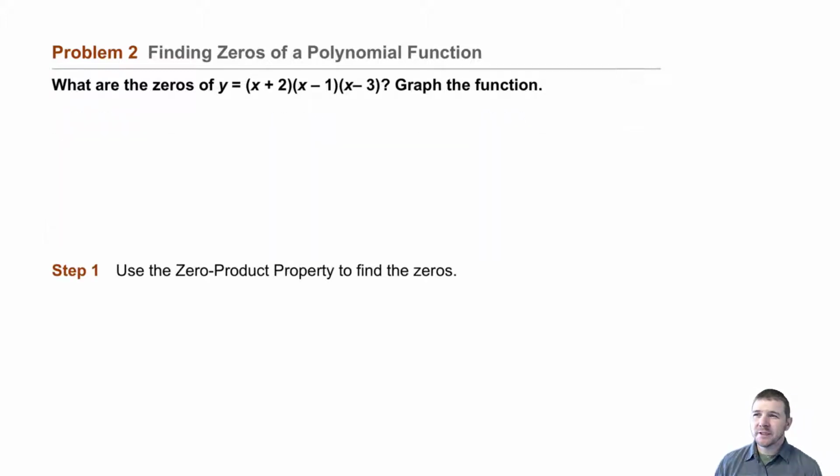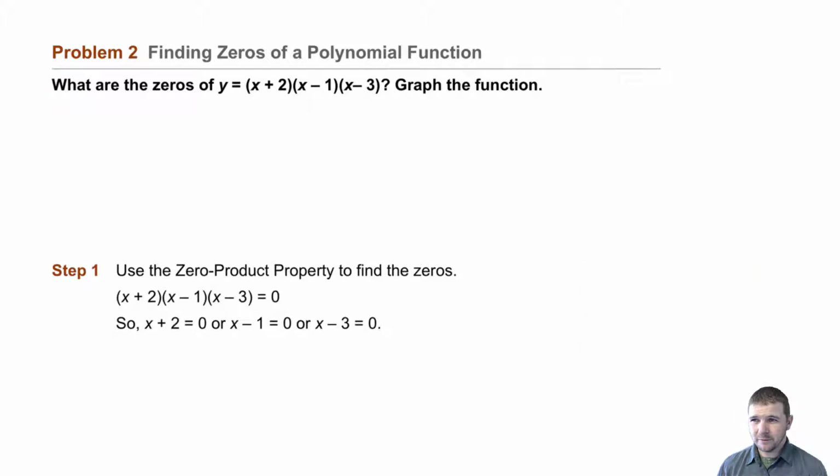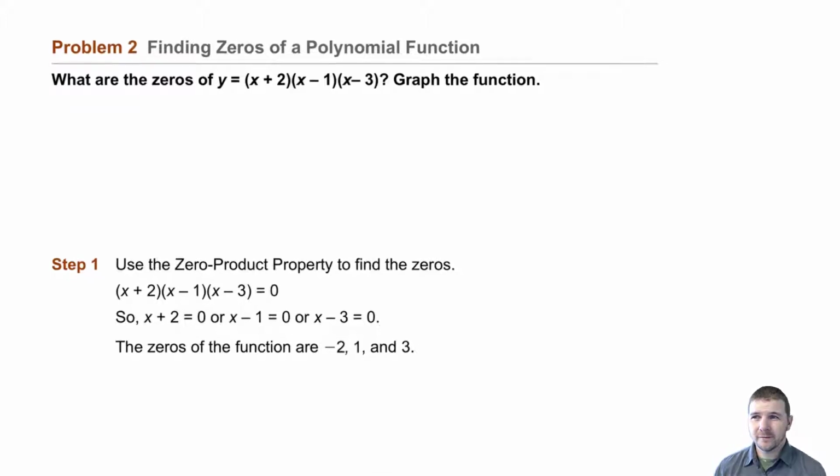Step 1. Use the zero product property to find the zeros. We can set each of the binomials equal to 0 and employ the zero product property. So, x plus 2 equals 0, or x minus 1 equals 0, or x minus 3 equals 0. The zeros of the function are the x values that satisfy each of these equations: -2, 1, and 3.